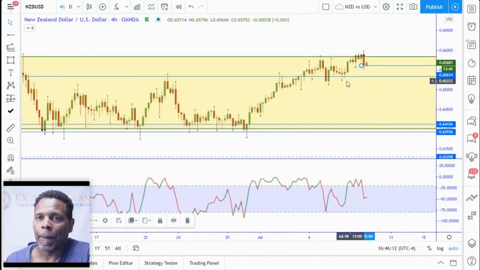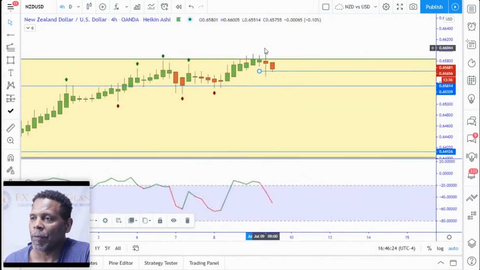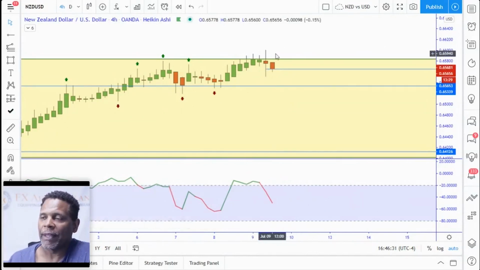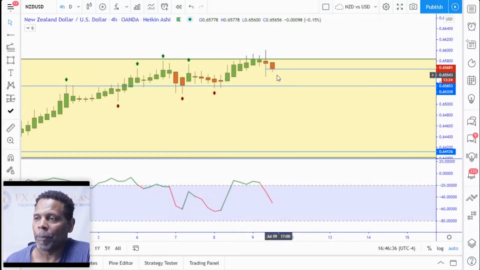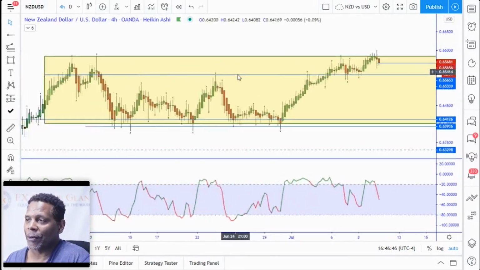All right. And you're going to go back to the 4 hour on the Heikin Ashi. You're going to have a stop loss above this level. You're going to have entry at this point. And more than likely, you'll be in the market in order because the market may be below you a little bit. So that's a good opportunity, that New Zealand dollar, US dollar.